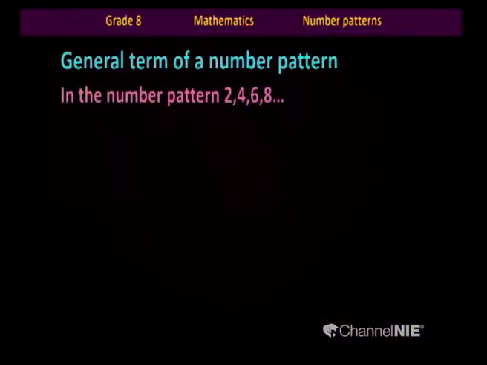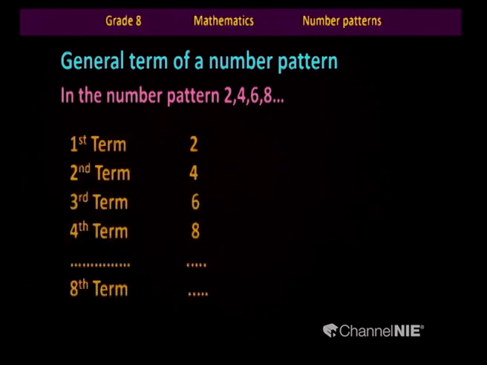In the number pattern 2, 4, 6, 8 and continuous, we can list down the terms there. First term is 2, second term is 4, third term is 6, fourth term is 8. Likewise, we can list down the terms. Now, what is this number pattern? This is the number pattern of multiples of 2 starting from 2 and written in ascending order, or else we can name this as the even number pattern starting from 2 and written in ascending order.